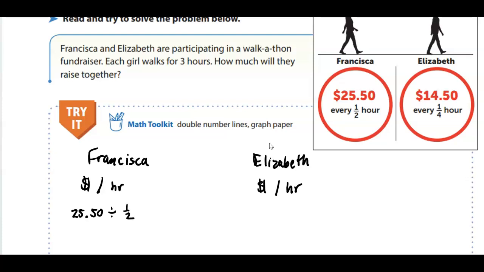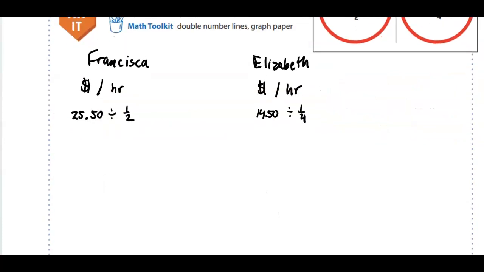And Elizabeth's at $14.50 per 1/4 of an hour. So once we do this division, we're going to end up with 25.50 divided by half is equal to $51 per hour here. And Elizabeth is going to end up with $58 per hour here. So now we've got two equations, right?